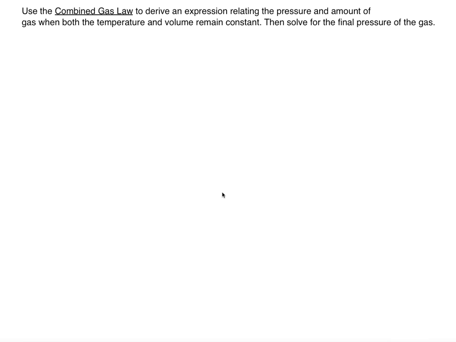Use the combined gas law to derive an expression relating the pressure and the amount of gas when both the temperature and volume remain constant. Then solve for the final pressure of the gas.